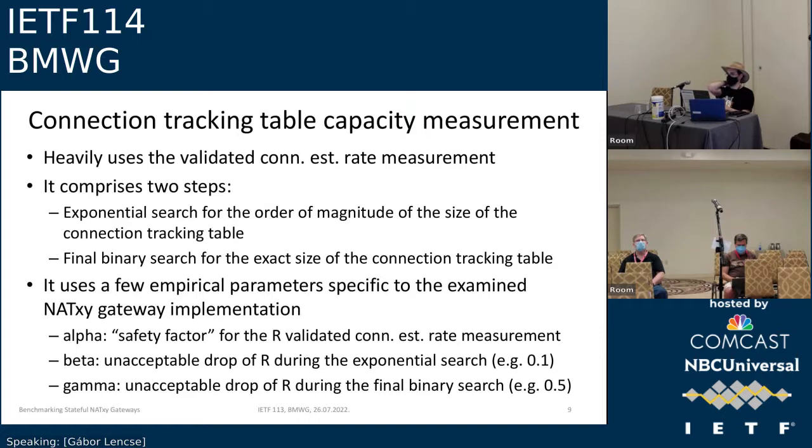validated connection establishment measurement, and we measure with the original 1 million size, and we measure with 2 million size. If it seriously drops, we suspect that there's a problem. If it doesn't drop seriously, just a little bit, then we believe that 2 million connections were successfully stored. Of course, if it is validated, we know for sure that it was stored. And then we double it again, and once it stops, we have an order of magnitude estimation, and then we do the final binary search, which says how many connections can really be stored. There are some factors: alpha is the safety factor for the validated connection establishment measurement, theta is the reducing factor for the exponential search, and gamma is the reducing factor for the final binary search.